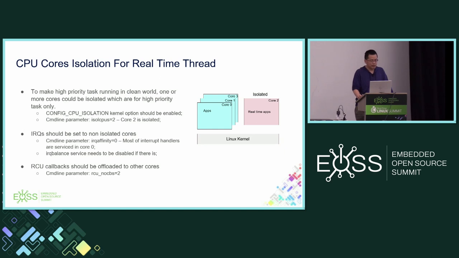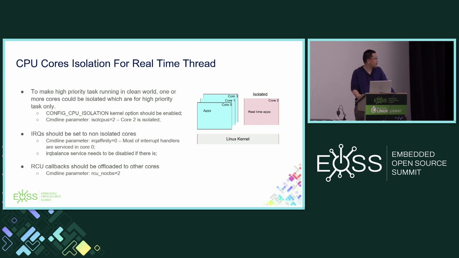In this page, we talk about CPU isolation for real-time threads. The core isolation idea is simple. It just reserves a couple of cores, depending on your use case, for high-priority tasks running only. An isolated core looks like a VIP room. A high priority real-time thread is a VIP.